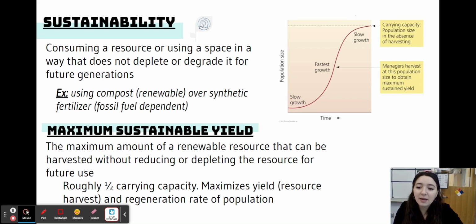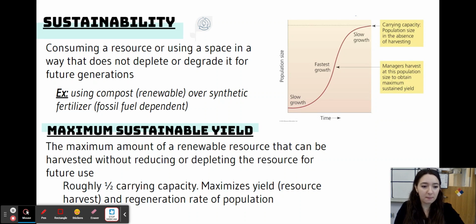Maximum sustainable yield is the maximum amount of a renewable resource that can be harvested without reducing or depleting the resource for future use. It's roughly 1/2 the carrying capacity. Now, we should remember from maybe the Tragedy of the Commons lecture that carrying capacity is how much an environment can sustain or hold a certain amount of individuals.